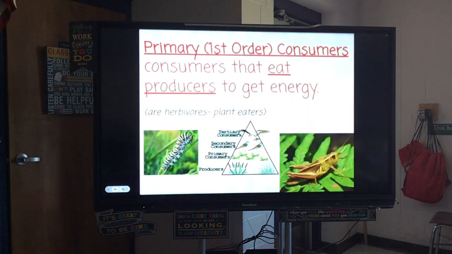Alright, primary consumers are consumers that eat producers to get energy. An example would be herbivores, which are plant eaters, and they're usually not at the bottom because the producers are at the bottom, but they're the first layer of animals.